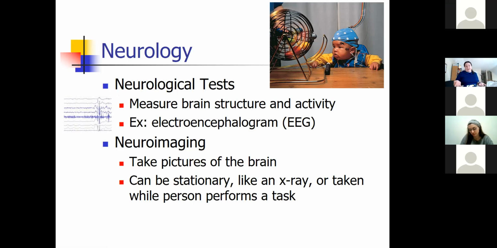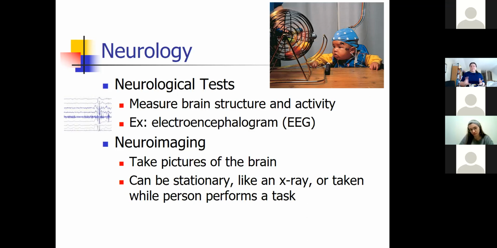Now, that's great, but it doesn't actually tell you where in the brain something might be going wrong, right? You could see problems and patterns, and for sure EEGs are used for diagnosing seizures or for sleep studies, but there are pieces you miss. And so that's where neuroimaging comes into play.